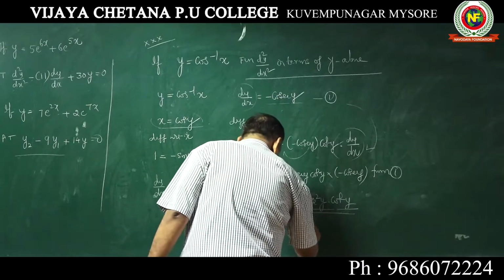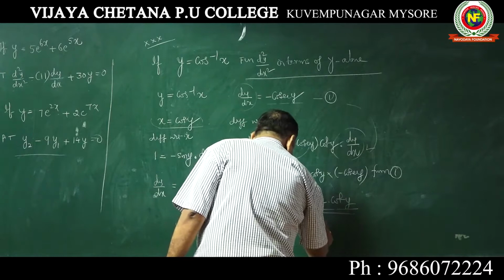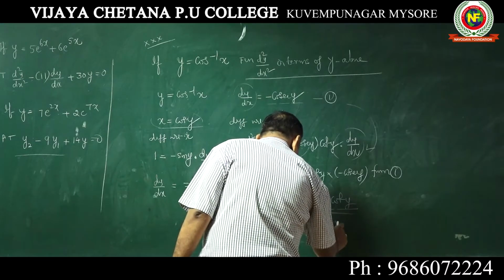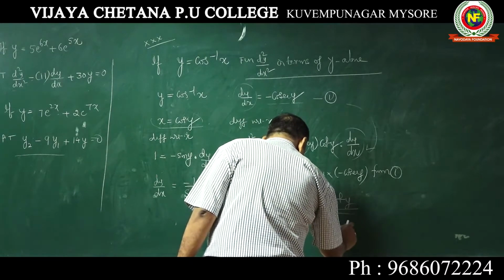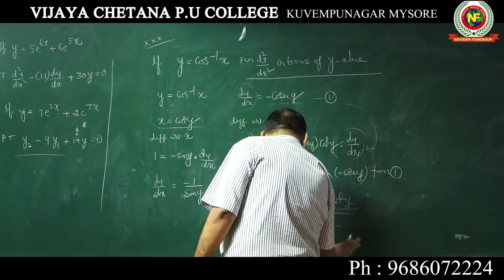You may ask, can this be written as minus cosecant square y into cot y, cos y by sin y, and sin y as 1 by cosecant y, giving cosecant cube y? You can do that, but keep it as it is.